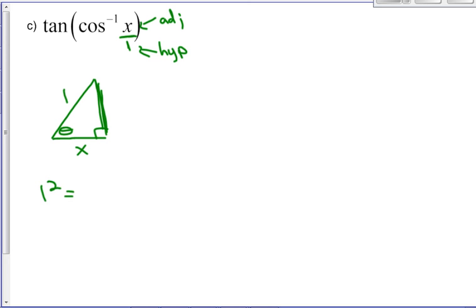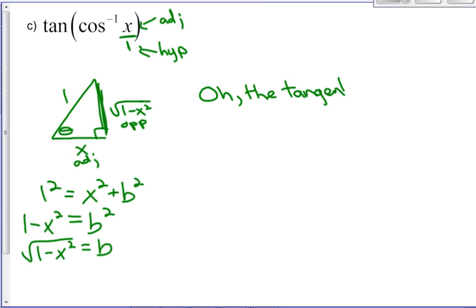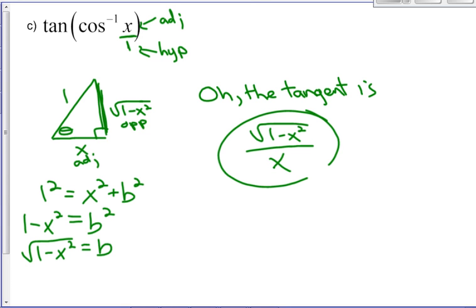So I can say 1 squared equals x squared plus, again, I'm just going to call it b. So I get 1 minus x squared equals b squared, or b rather, is square root of 1 minus x squared. Okay, there's my opposite. There's my adjacent. And the expression that will come for the tangent, the tangent is opposite over adjacent. Okay, that's the relationship between them.